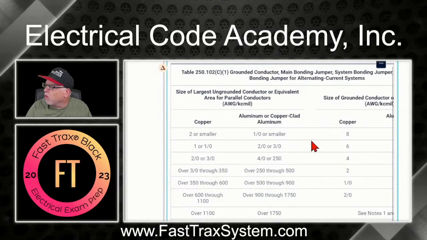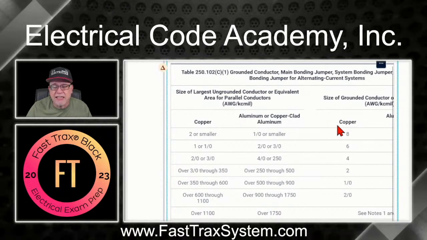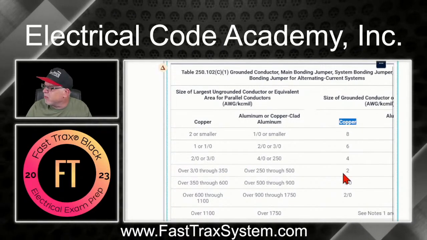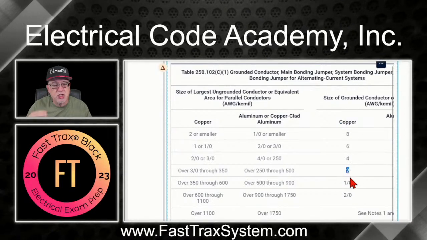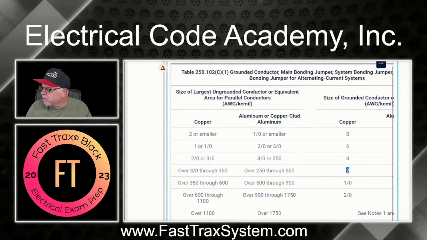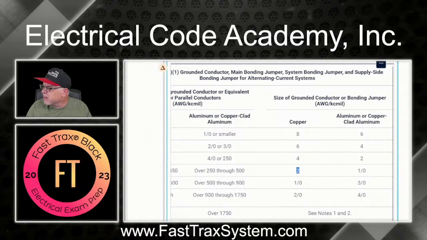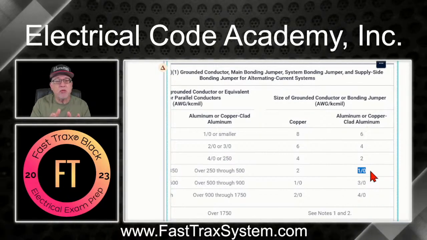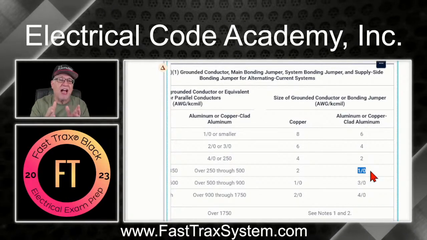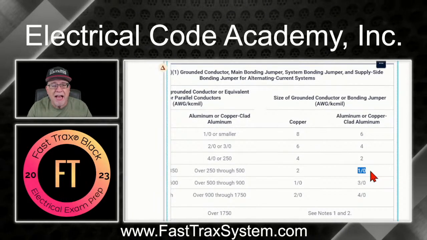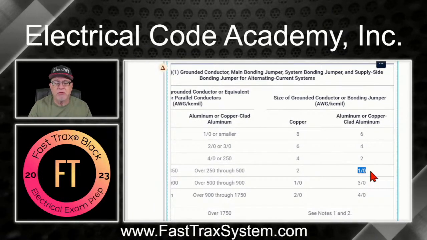All right, so go over here. If we have a copper grounded conductor right there, then it would be what? It would be a 2 gauge. If it was an aluminum grounded conductor, then it would be a 1/0. Okay, makes sense? So you simply just go right here and guess what? That is the minimum size of your grounded conductor to go in that raceway.